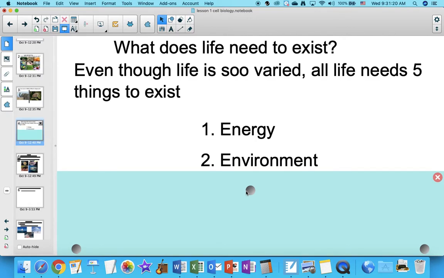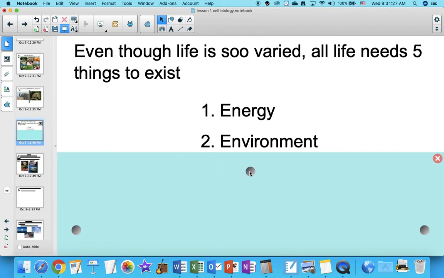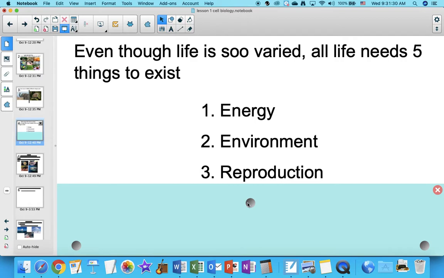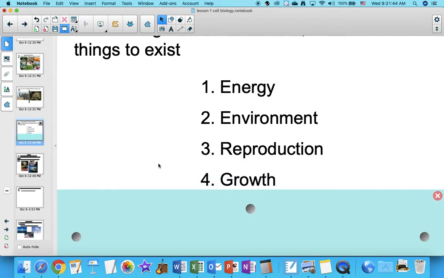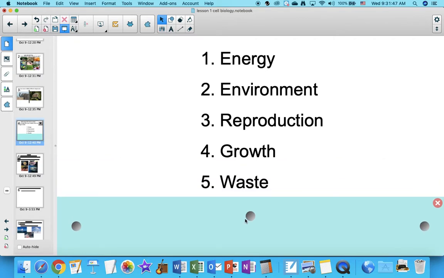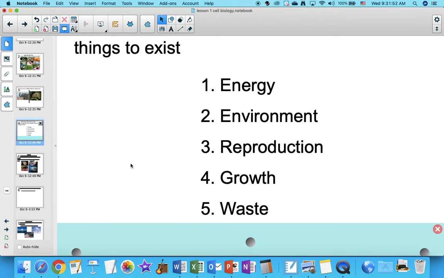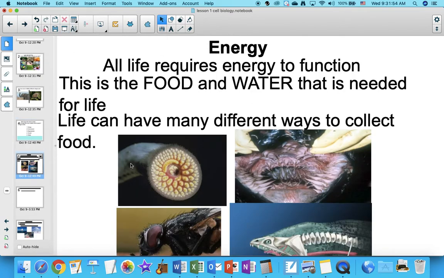The second is an environment, right? A living thing needs a place to live. Without it, it really can't exist anywhere. Three, reproduction, right? To reproduce, to make babies, to make more of yourself, ensures that your form of life, whatever life you represent, exists or continues to exist, right? You have growth. All life needs to grow and develop. And five, all life produces waste.